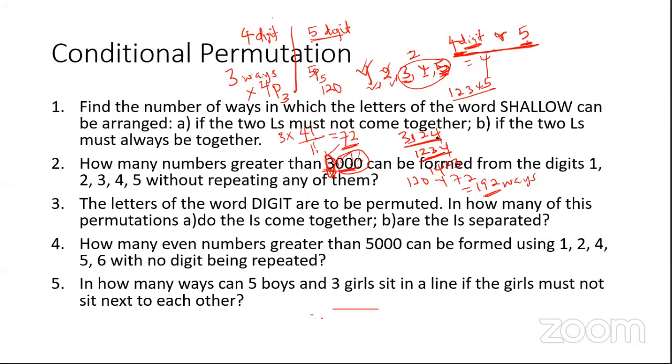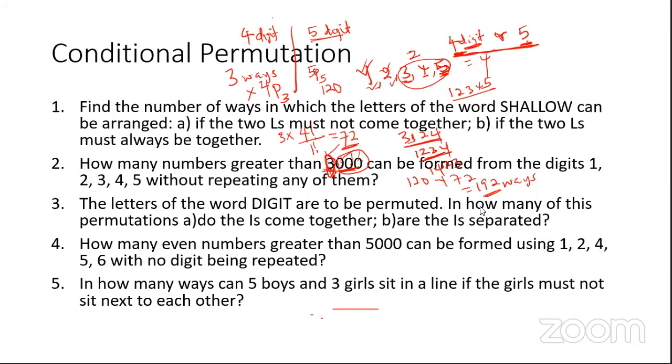I hope you understand that. Let me come again. The question: how many numbers greater than 3,000 can be formed from the digits 1, 2, 3, 4, 5 without repeating any of them. Because it is greater than 3,000, and 3,000 is how many digits? 1, 2, 3, 4. A 4-digit number.